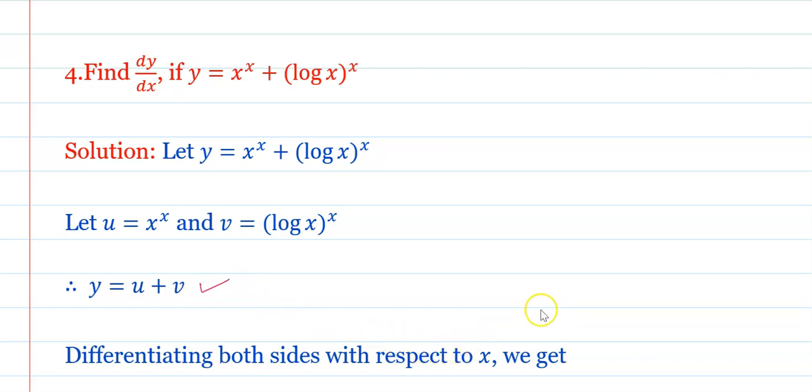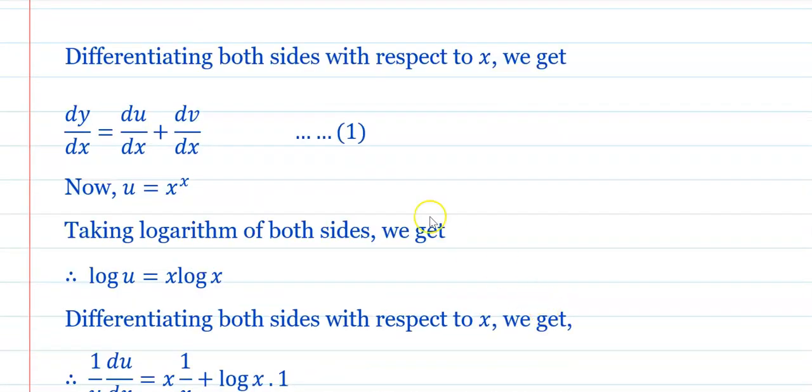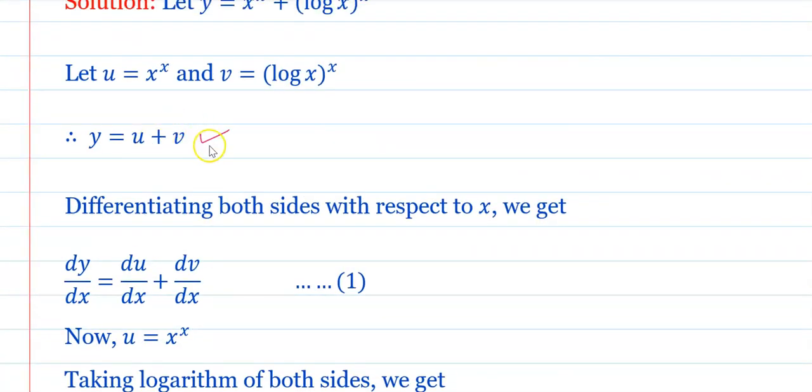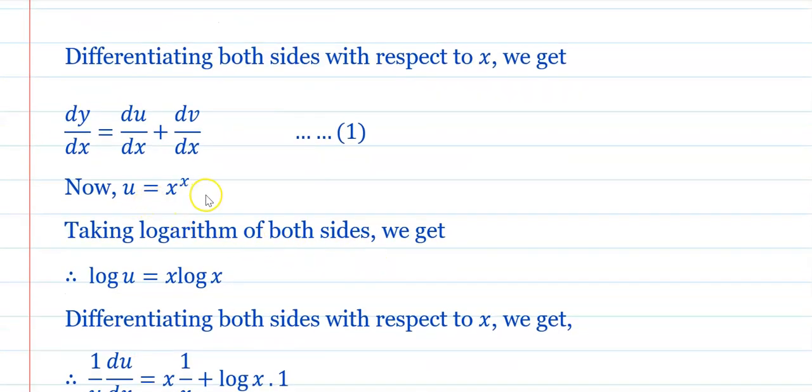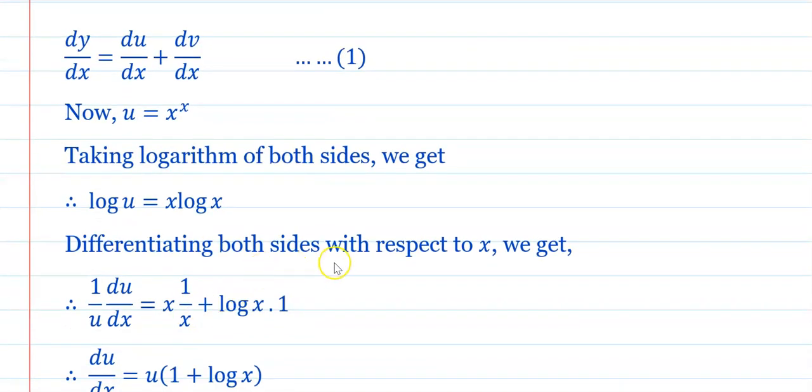Differentiate both sides with respect to x and then you will get dy by dx is equal to du by dx plus dv by dx. This is expression 1. Now u is equal to x raised to x. Taking logarithm of both sides, you will get log of u is equal to x into log x. Differentiating both sides with respect to x, you will get 1 upon u into du by dx.